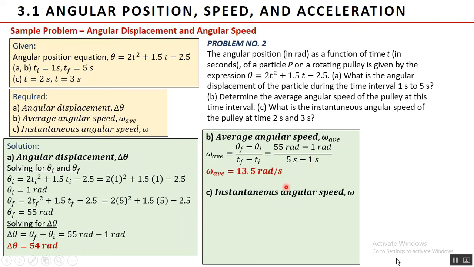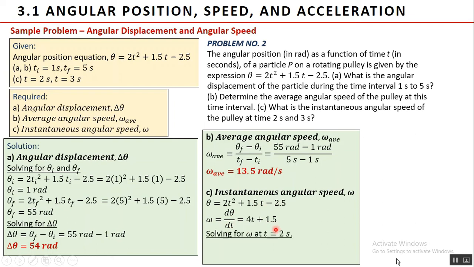Then lastly, for letter C, for instantaneous angular speed at 2 seconds and 3 seconds. To answer this, you should derive the angular speed equation by getting the first derivative of the angular position equation, 2t squared, plus 1.5t, minus 2.5. So its first derivative is 4t plus 1.5.